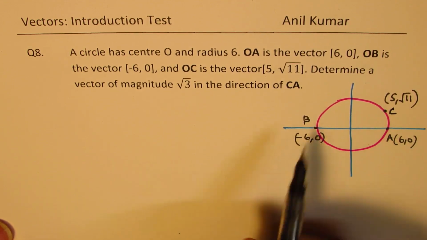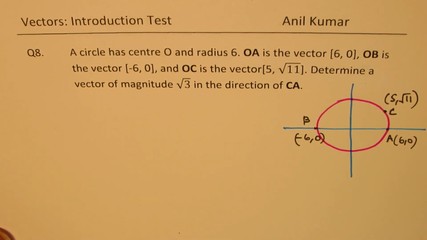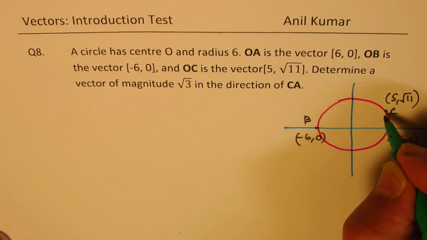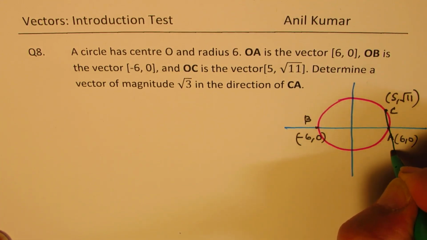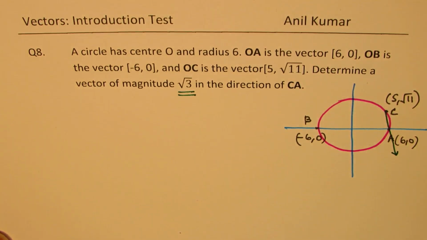Point C. Determine a vector of magnitude square root 3 in the direction CA. So in this direction CA, we need to find a vector whose magnitude is square root 3. That is the question. So I hope the question is clear. You can pause the video, answer, and then look into my suggestions.